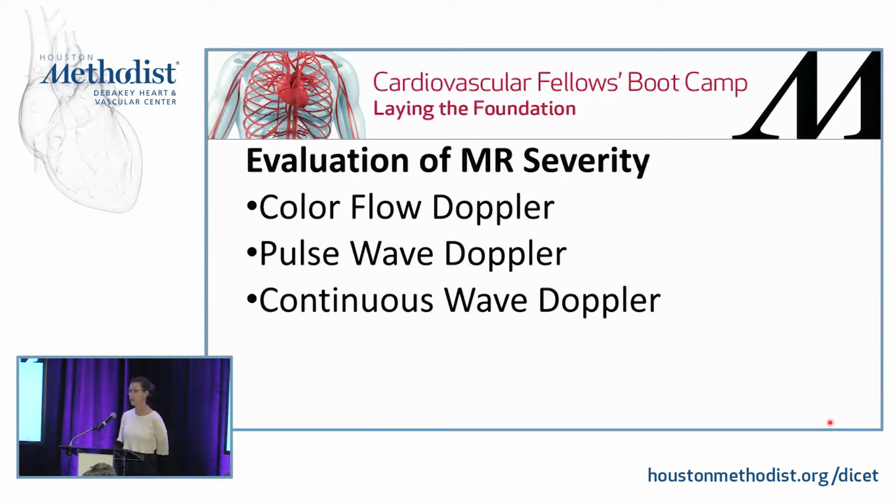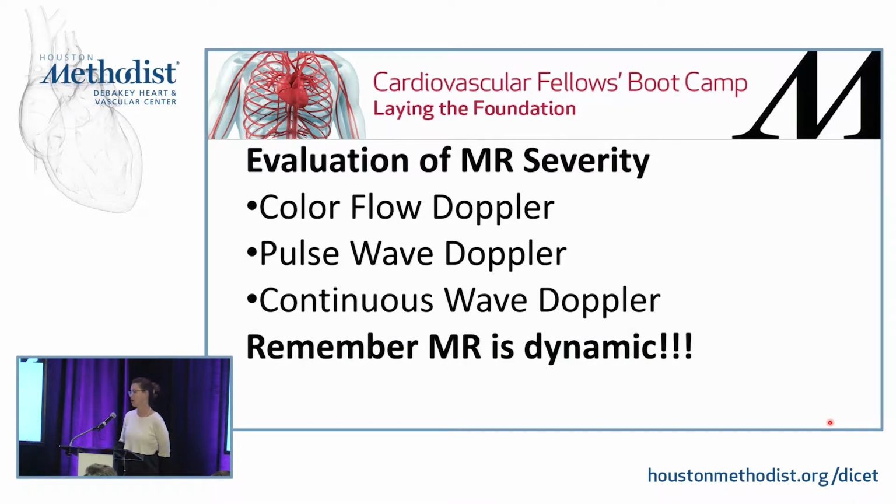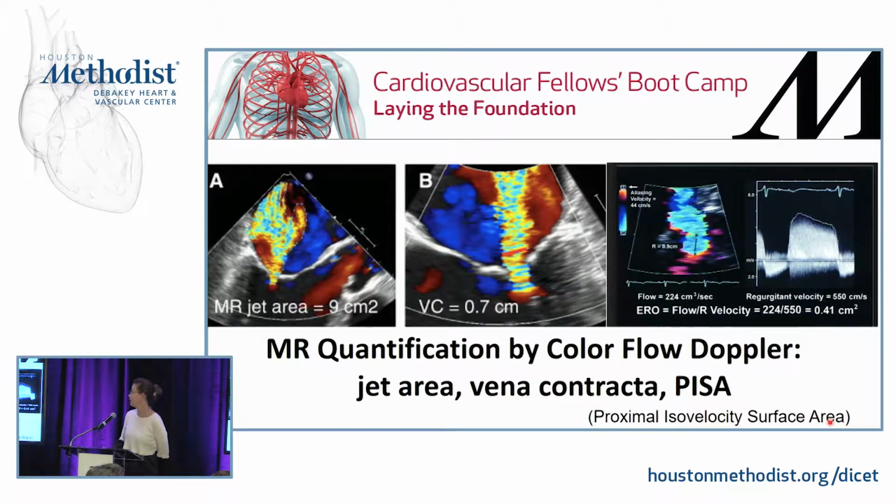So there are several ways that you can evaluate the severity of MR. You can use color flow Doppler, pulse wave Doppler, or continuous wave Doppler, but it's important to remember that MR is dynamic. This is how we can evaluate MR by color flow Doppler. There are various ways you can do it. You can trace the jet area and compare it to the area of the left atrium. You can use the vena contracta. You can use the PISA, the proximal isovelocity surface area, and the ERO, the effective regurgitant orifice.